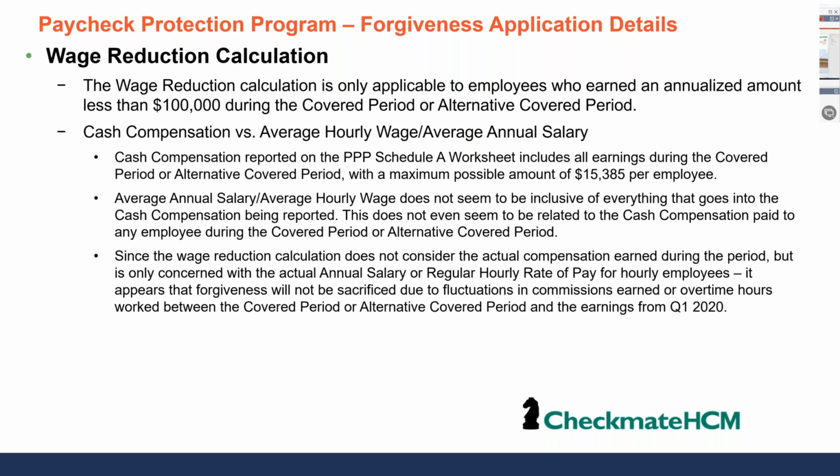One, it has you list out employees in 2 separate tables. In one table, you put everybody that made less than an annualized amount of $100,000 per year. And then in the other table, you put everybody that made $100,000 or more per year once those wages were annualized over the 8-week loan period.